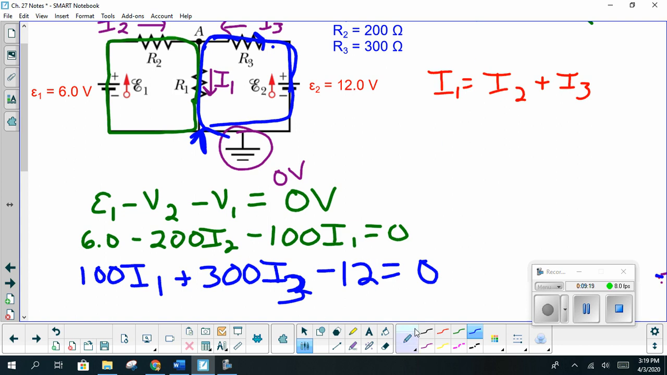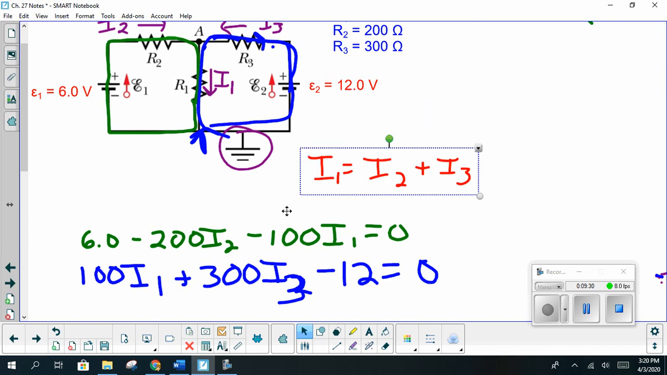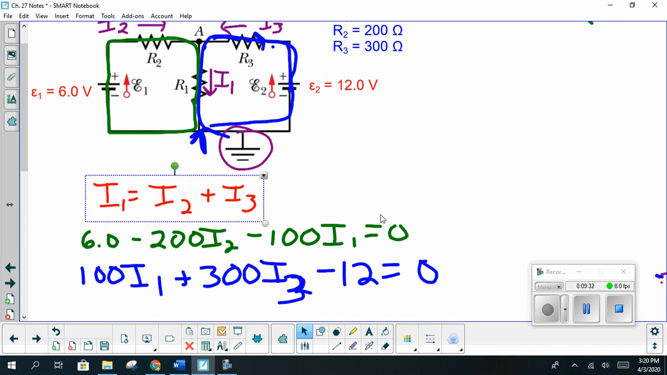So our three equations that we're going to be using, so this is like an intermediary equation. I'm just going to get rid of that. So the three equations that we're going to be using are shown here. We've got I1 is equal to I2 plus I3. Then we have our 6 minus 200 I2 minus 100 I1, and then our 100 I1 plus 300 I3 minus 12 is equal to 0.